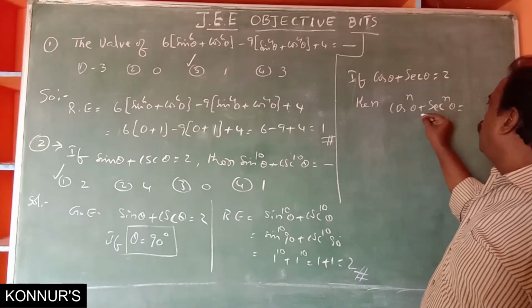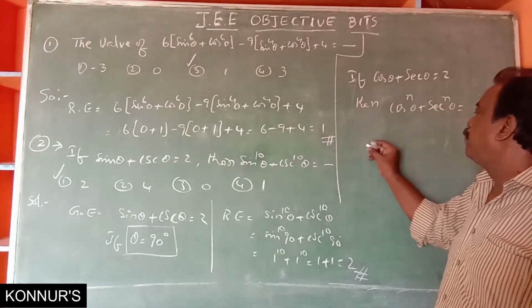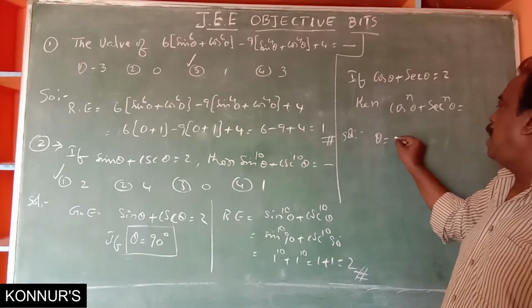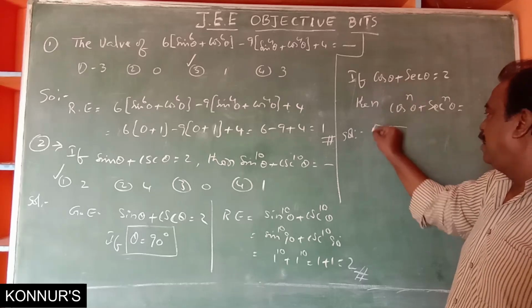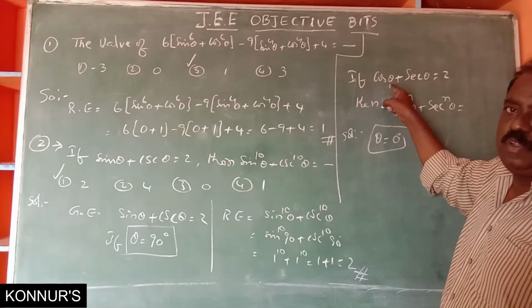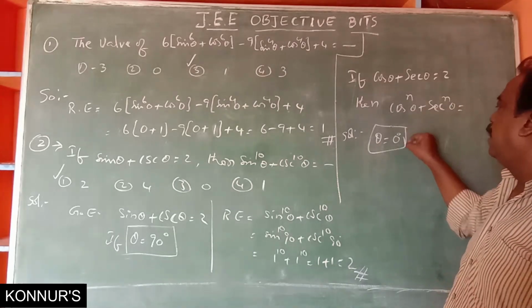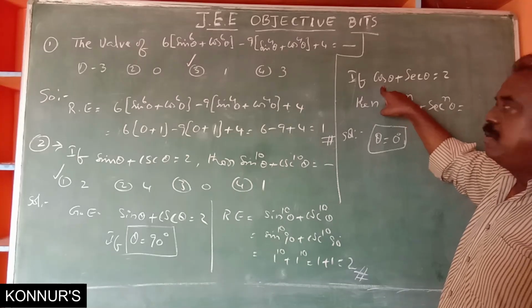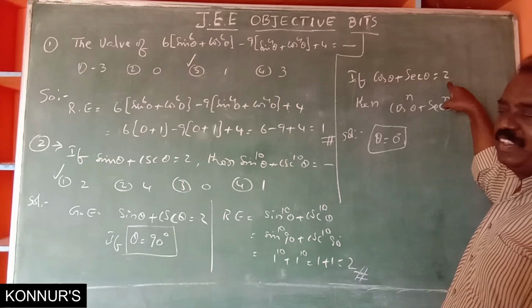The problem may also be asked like this. You see, in the solution, if theta is equal to 0 degrees, the given expression will be satisfied. You agree? Okay now? Theta is equal to 0 degrees: cos 0 is 1, plus secant 0 is equal to 1. So we get 2.